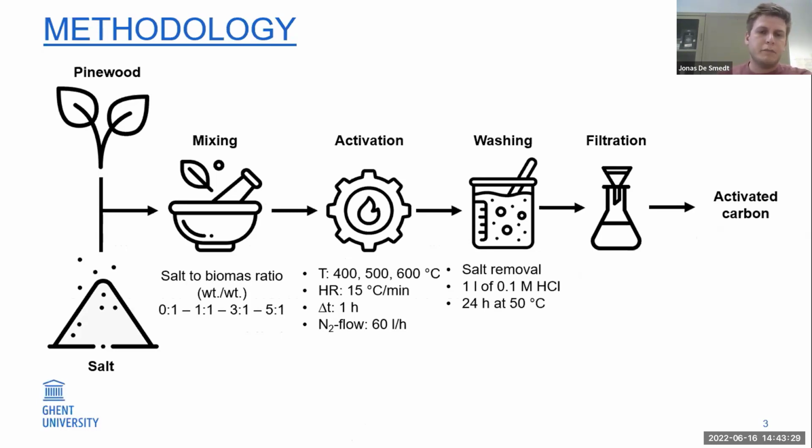We activated it by means of slow pyrolysis at 3 different temperatures, 400, 500, and 600 degrees Celsius, for a period of 1 hour. After the reaction, we retrieved the solidified mixture of char and salt, and we washed it in a diluted hydrochloric acid to remove all the salt from our carbon matrix. We filtered the solution, and afterwards we obtained our activated carbon.